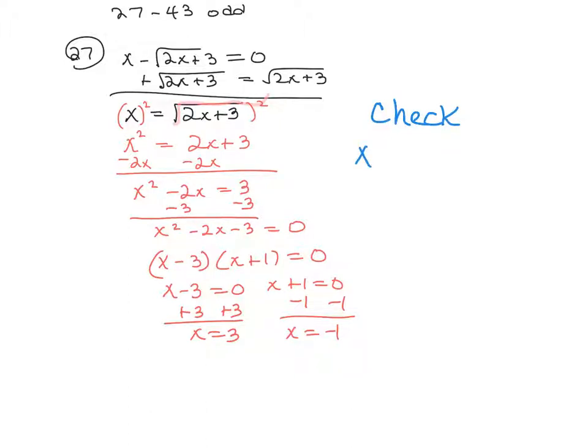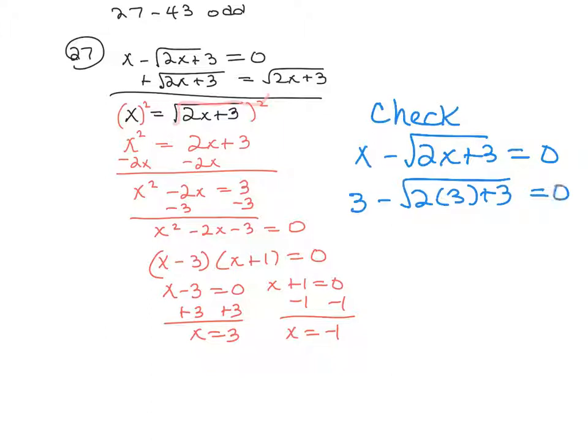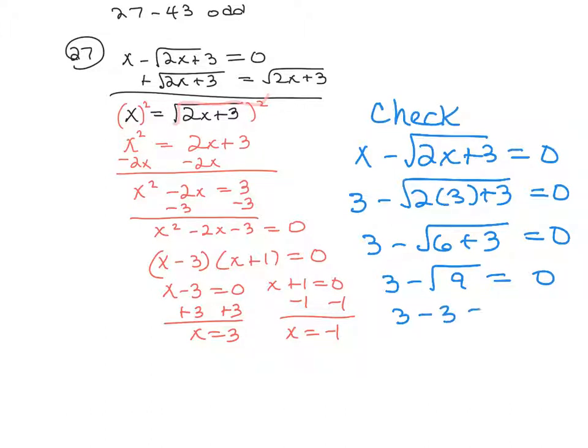So if I rewrite the original problem, and now I'll first check 3. So 3 minus the square root of 2 times 3 plus 3. I'm going to simplify what's under the radical. 3 minus the square root of 9. The square root of 9 is 3. 0 equals 0. This one works so far. So far I have one good answer.